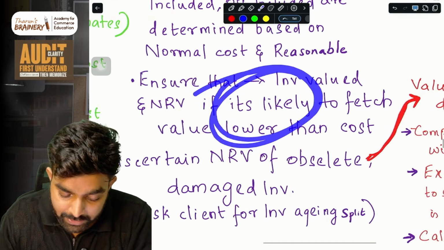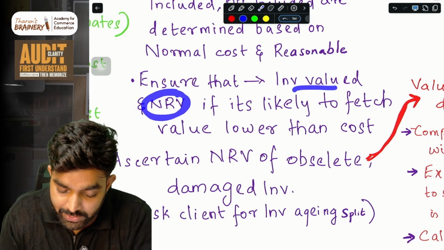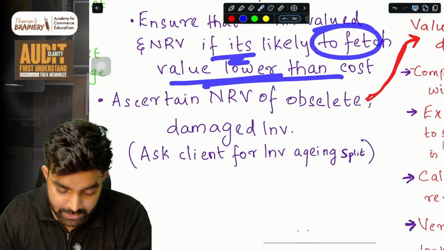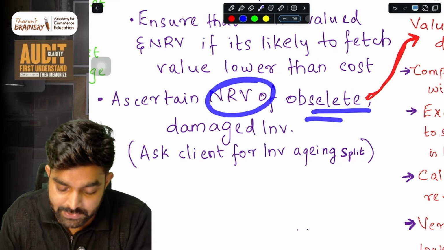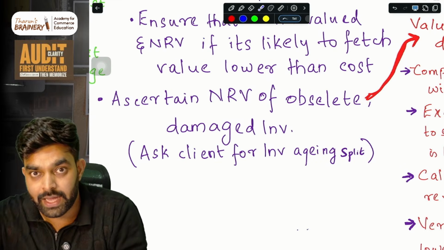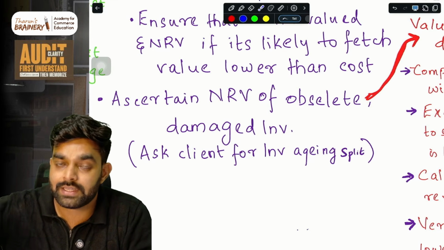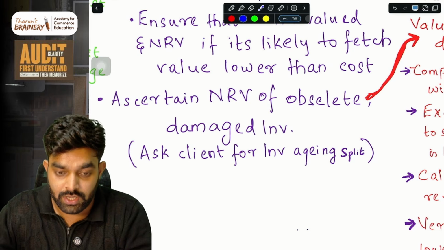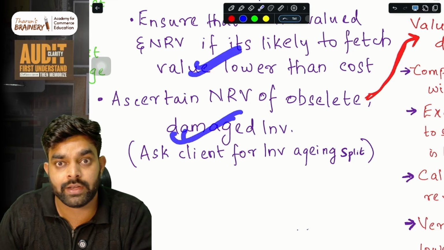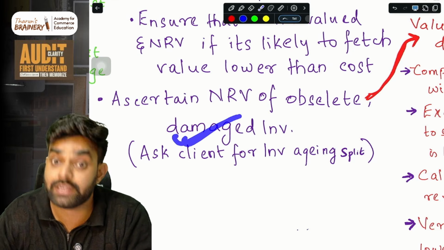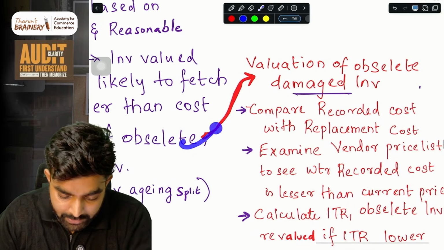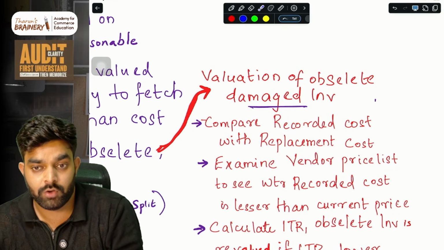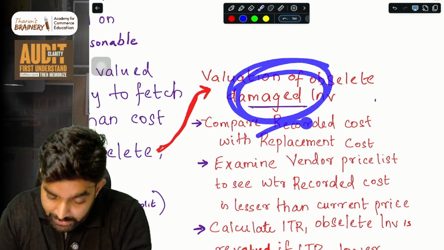That is, ensure that inventory is valued at net realizable value if it is likely to fetch a value lower than cost. Then ascertain the net realizable value of obsolete or damaged inventories. For such damaged inventories, you have to ascertain what value it is likely to fetch when sold in the market. The company may put the net realizable value at 2,000. Now you have to check whether that 2,000 is correct or not. For that purpose, how will you value the obsolete or damaged inventory? This is another separate question.